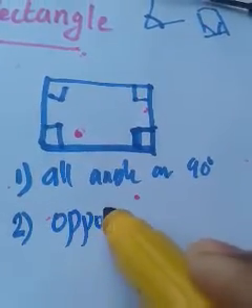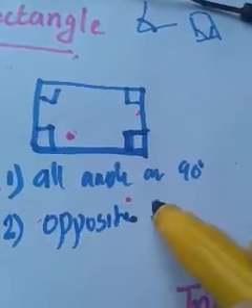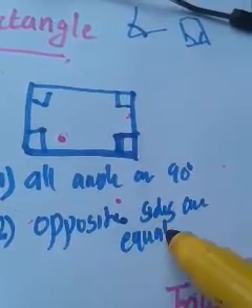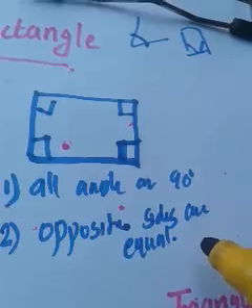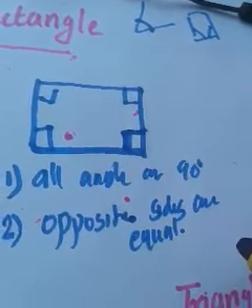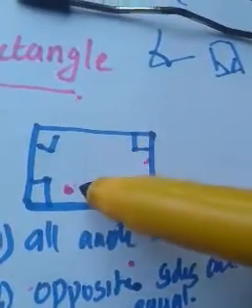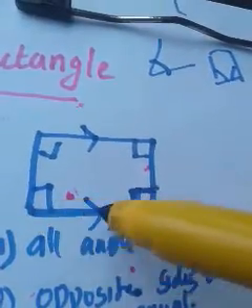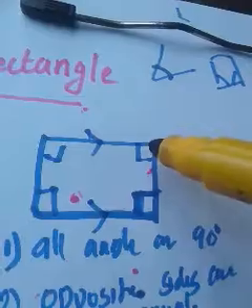Opposite sides are equal. The second speciality is that opposite sides are equal. What do you mean by opposite sides are equal? See, this side and this side should be equal. If this is 10 centimeter, this is also 10 centimeter.